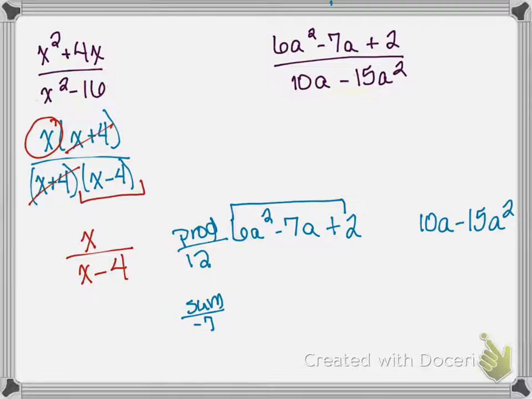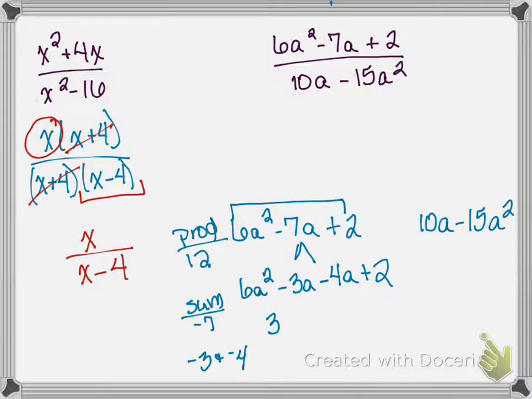What are my numbers? Excellent. -3 and -4. That's because -3 plus -4 gives me -7, and -3 times -4 gives me +12. So now I split. So I've got 6a squared minus 3a minus 4a plus 2. Okay? What comes out of the first two? Did I mess up? It should be minus 12. Oh, it's plus 2. I'm sorry. Plus 2. Okay.